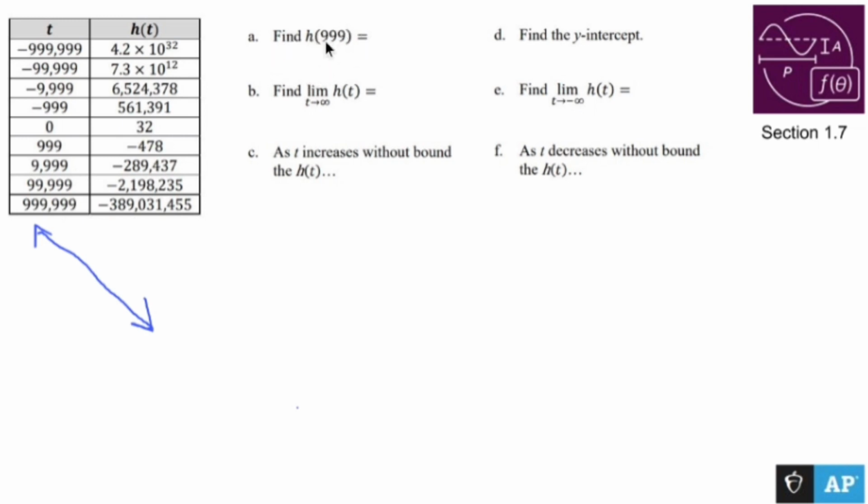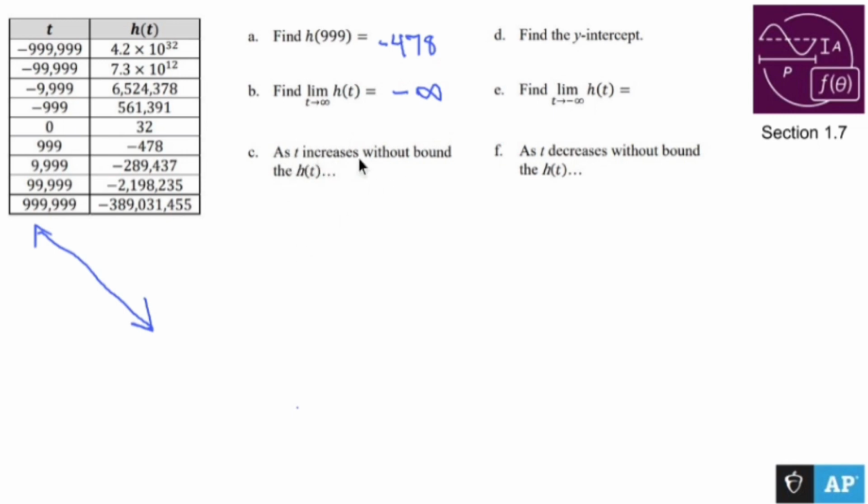So find h of 999. Well, it's right there. Negative 478. Don't overthink it. Find the limit as t approaches infinity. As t gets larger, that number is getting smaller, smaller, smaller, faster, so we can assume that number is just going to keep dropping down to negative infinity, like so.